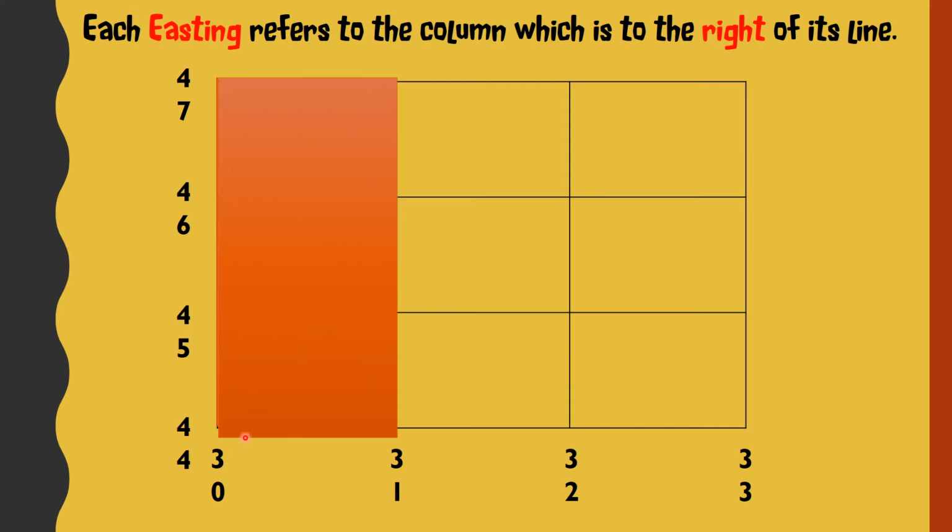So anything that would be in this square here would have 30. Anything that would be here is 30. Anything that's within this orange marker, anything from 30 right the way across to the border of 31, would have that easting of 30.